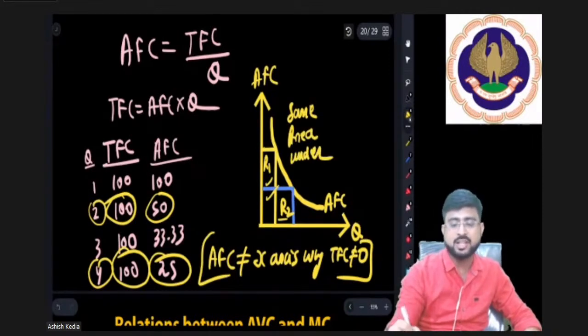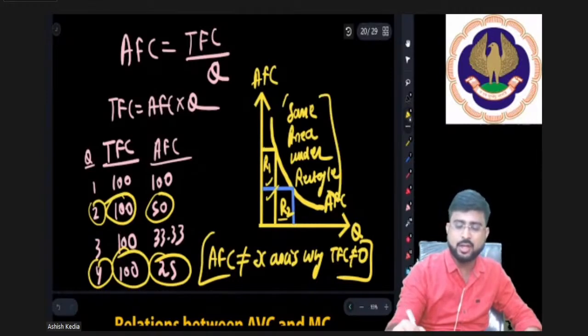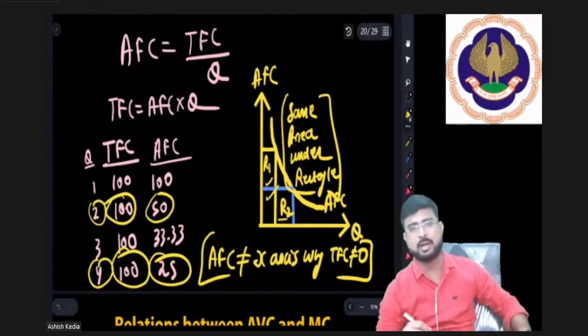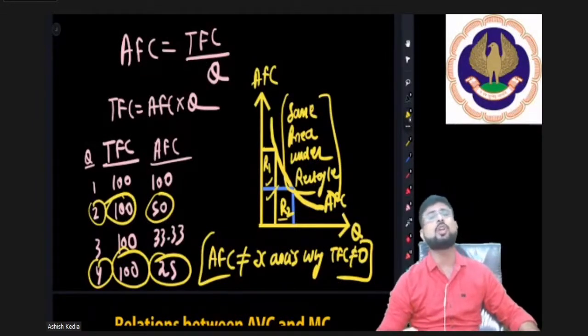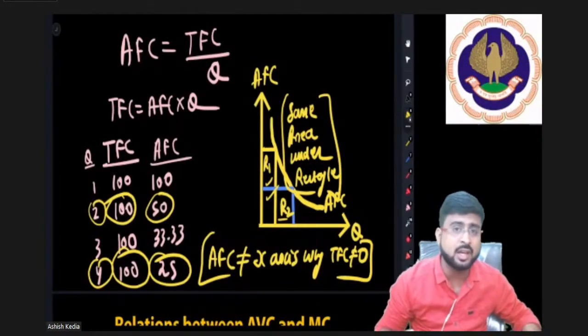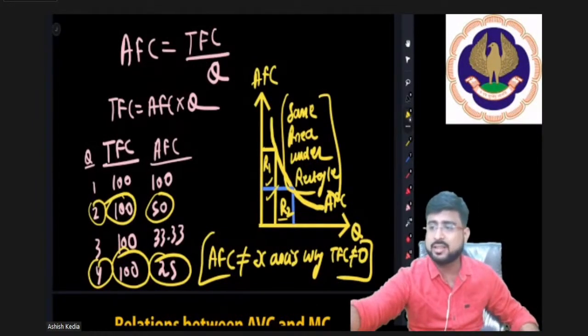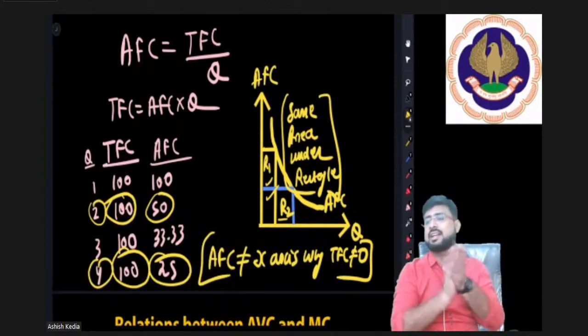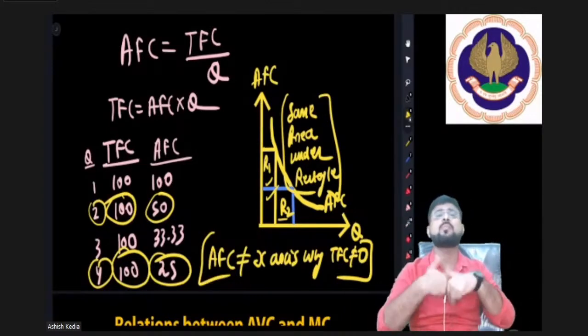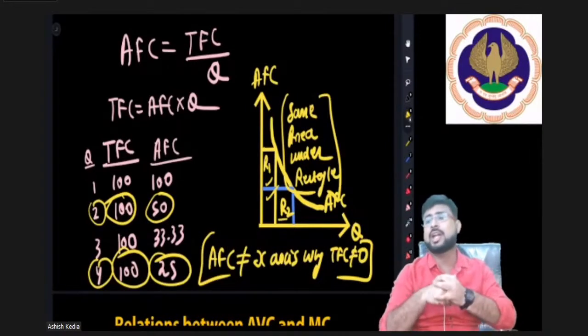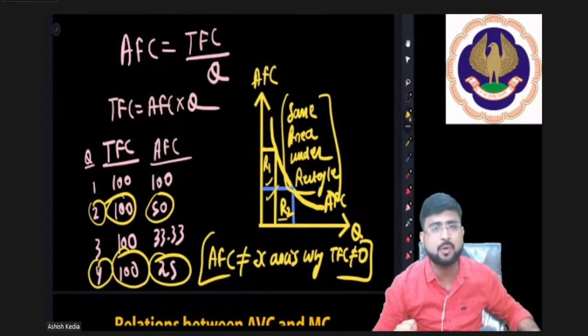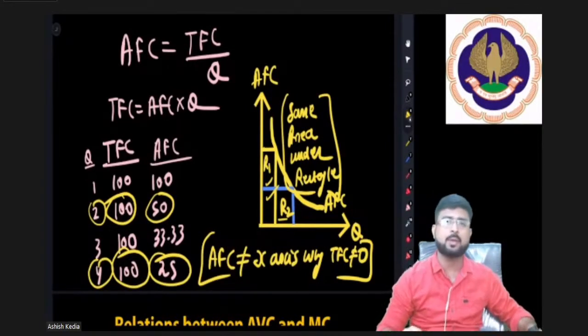I have explained this in demand also, when we were dealing with unitary elastic demand. So here also, rectangular hyperbola. What is the shape of AFC? Rectangular hyperbola.